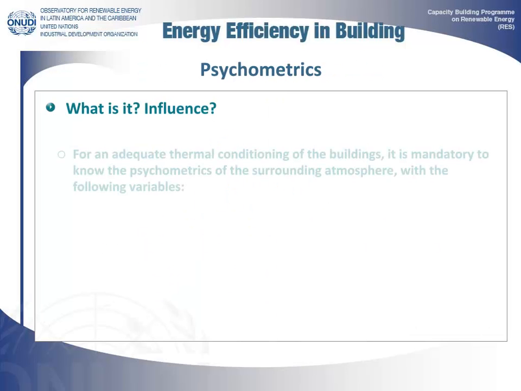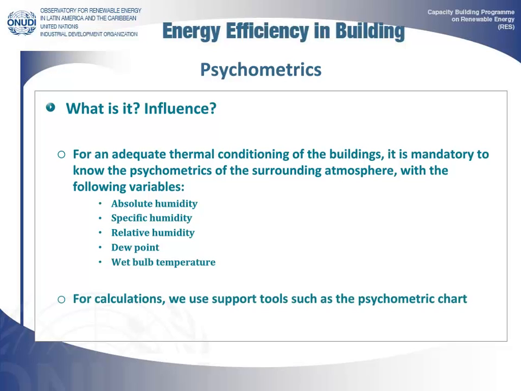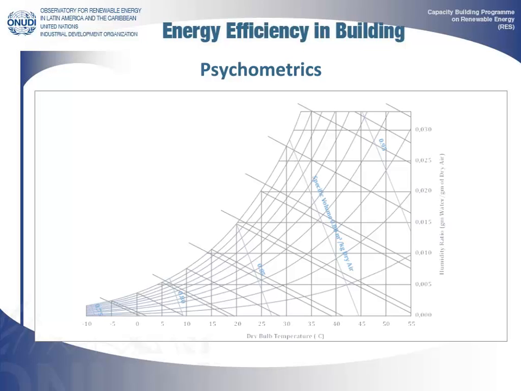It is also crucial to know the psychrometrics of the area, including absolute, specific, and relative humidity, dew points, and wet bulb temperature. To improve the design and incorporate the influence of the psychrometrics adequately, different tools are used, such as psychrometric charts in the figure, which are widely used for such purposes.